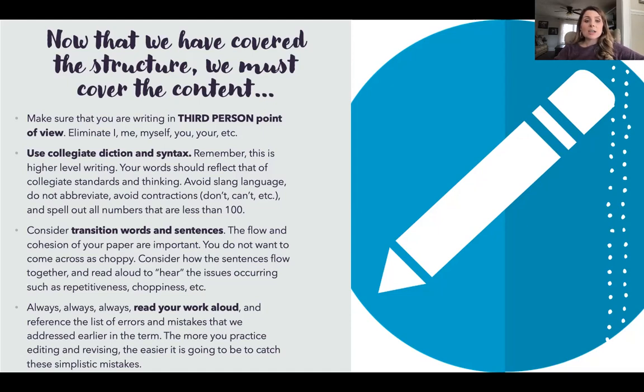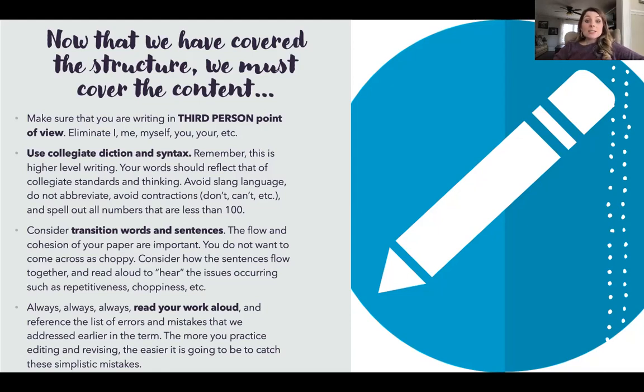Use collegiate diction and syntax. Remember, this is higher level writing. Your words should reflect collegiate standards and thinking. Avoid slang. Do not abbreviate, and avoid contractions. And what I mean by contractions is don't, can't, won't. Spell all of those words out. And spell out all numbers that are less than 100.